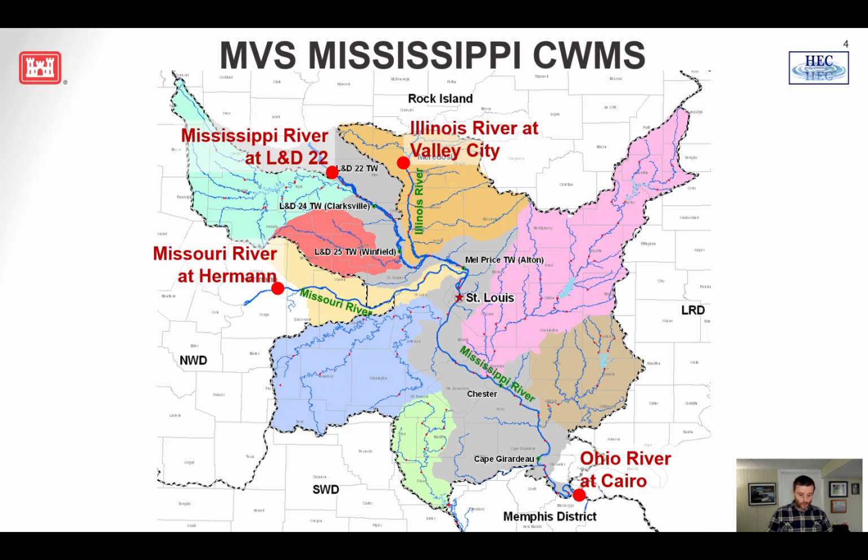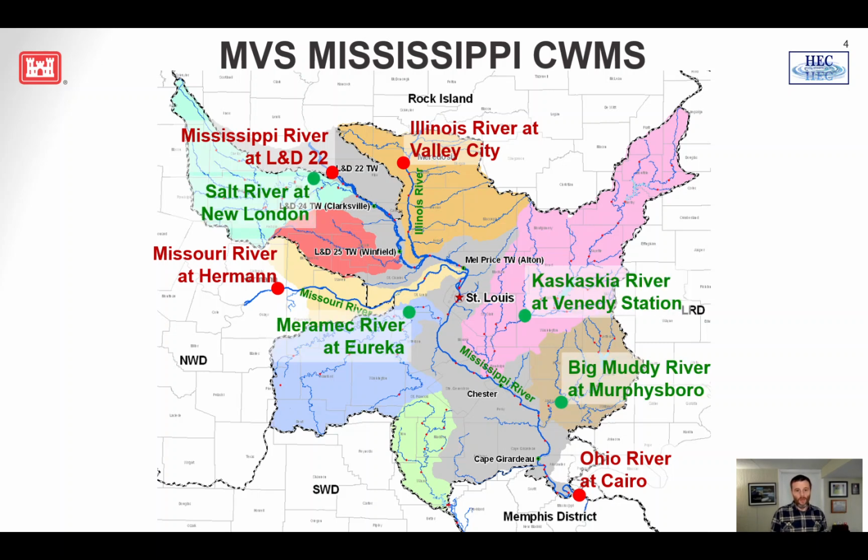Then we have the inter-district boundary conditions. These are the boundary conditions that come from our other SWMS models that we run within St. Louis. So the Salt River at New London, the Merrimack River at Eureka, the Kaskaskia River at Venedy Station, and the Big Muddy River at Murphysboro.